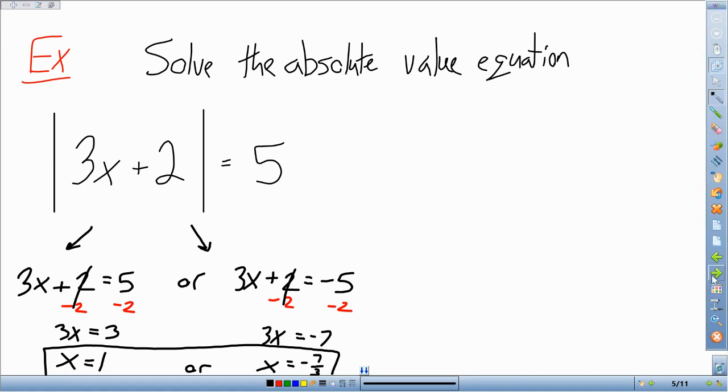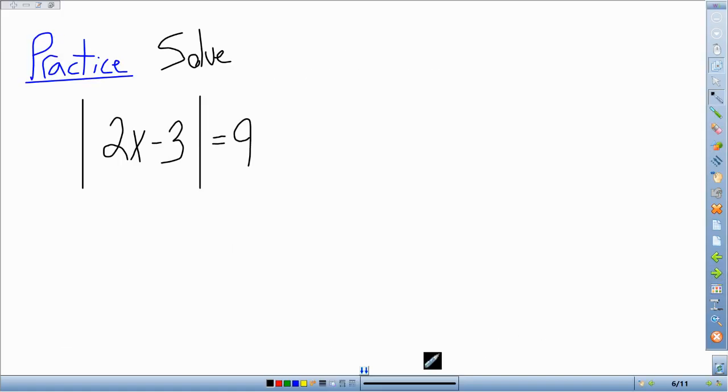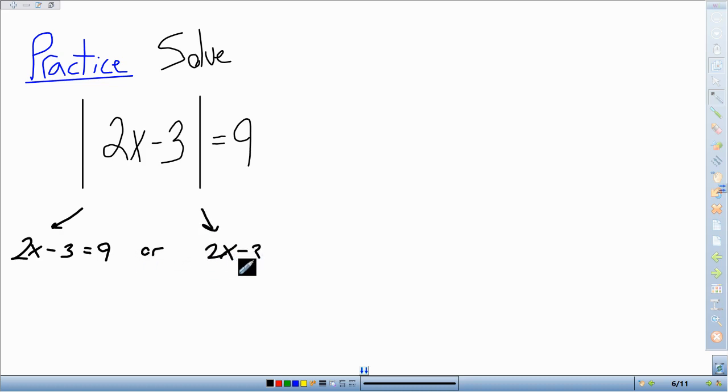Okay, yeah, so let's go ahead and have you guys try out one of these. Go ahead and break this into the two equations, solve them, see what you get. All right, so here's the thing. We know that this 2x minus 3 is going to be equal to a positive 9, or this 2x minus 3 can be equal to a negative 9.